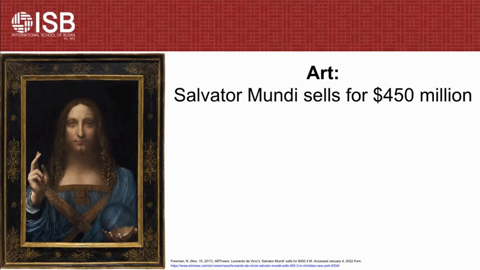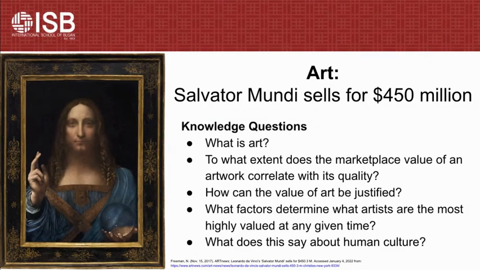I forgot to mention that many art experts are split over whether the painting is actually genuine, with some saying it was not painted by Da Vinci at all. So why did the buyers care? This leads us to ask further TOK knowledge questions. What is art? How can the value of art be justified?